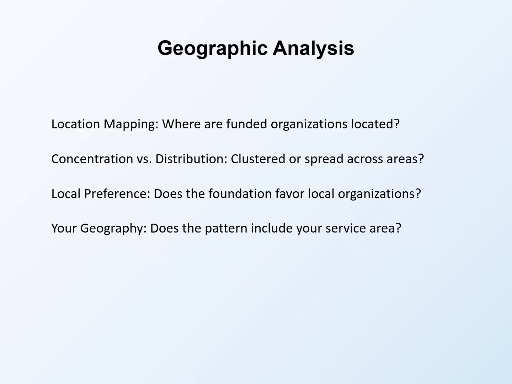Concentration versus distribution shows whether giving is clustered or spread. A foundation might concentrate heavily in one metropolitan area, spread giving across a region, or give nationally without geographic preference. Understanding this pattern helps assess geographic fit.